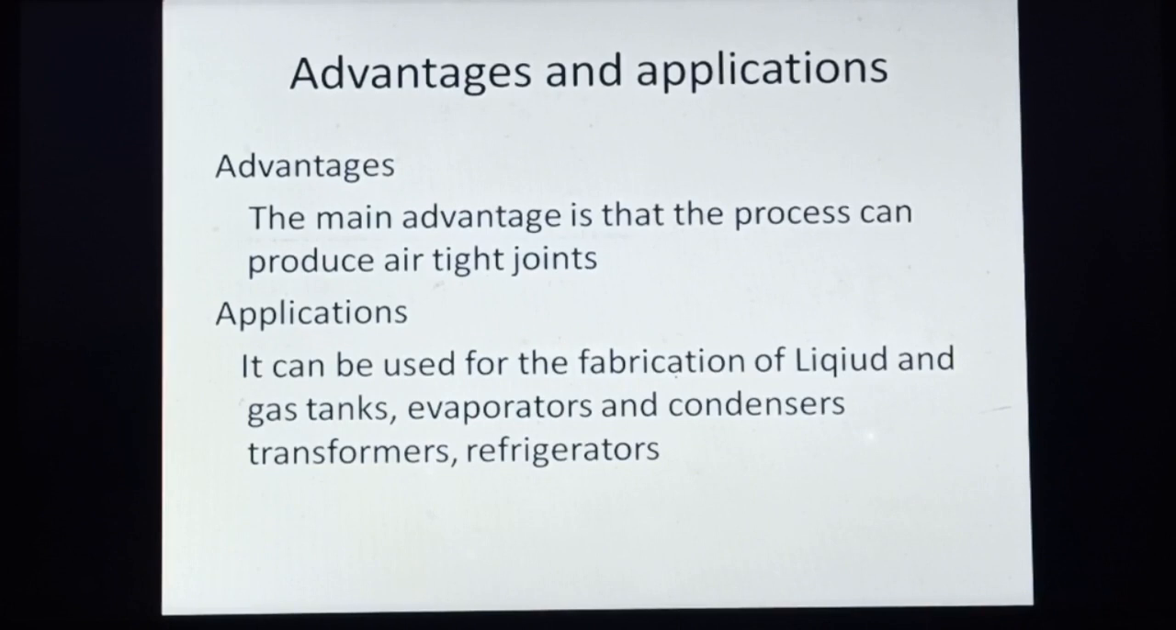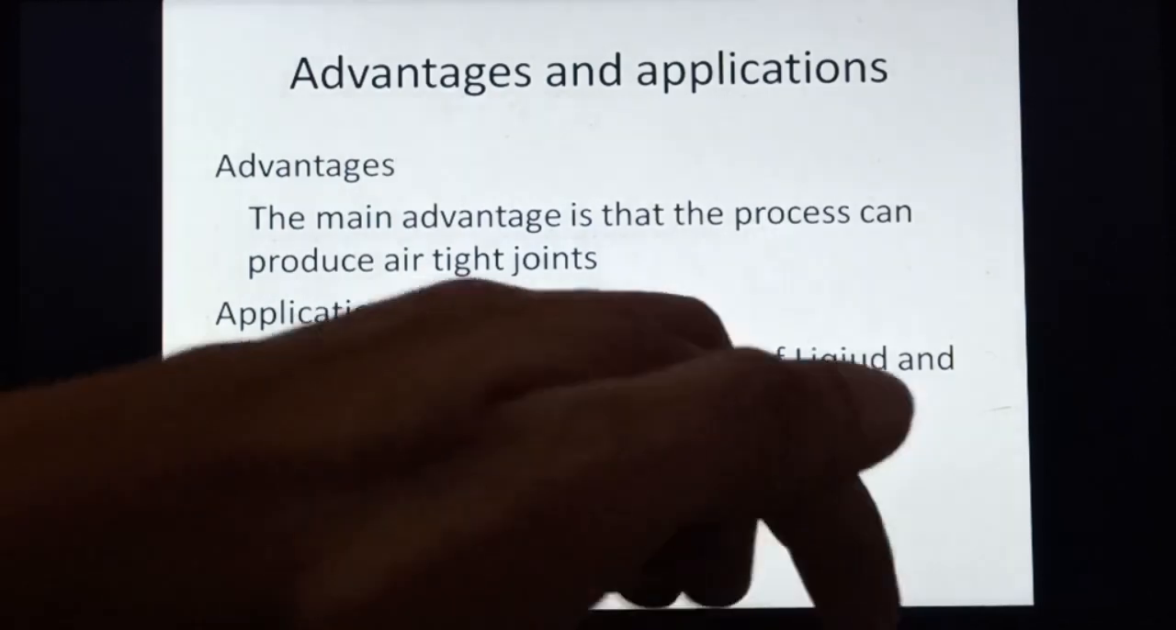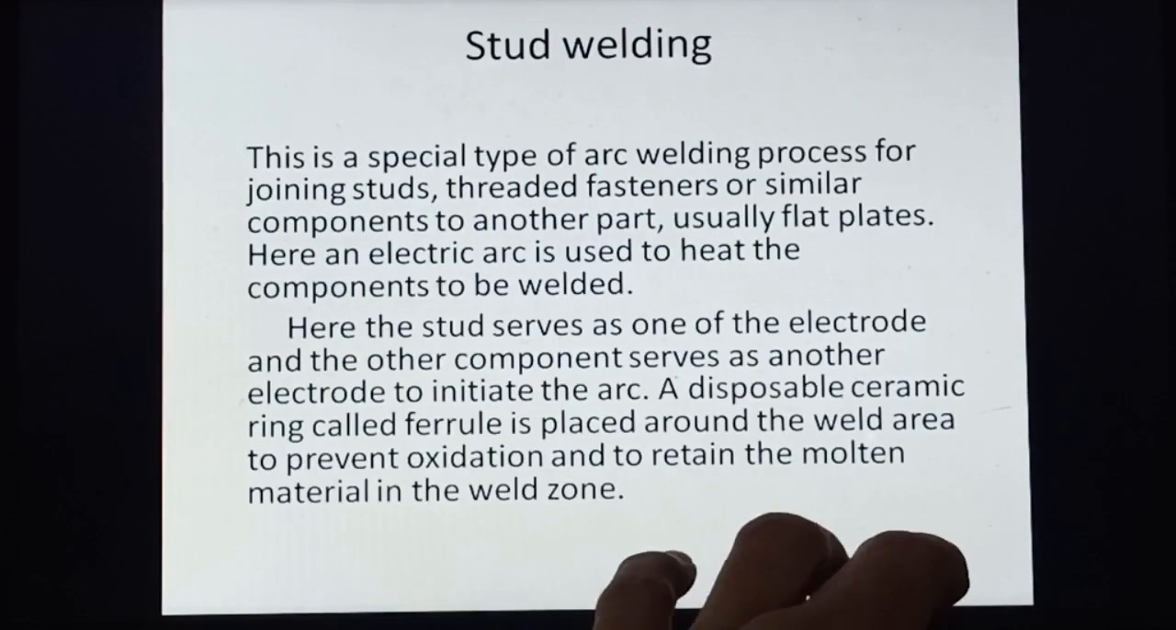Advantages and applications. The main advantage of seam welding is that the process can produce airtight joints. Applications: it can be used for the fabrication of liquid and gas tanks, evaporators and condensers, transformers, refrigerators, etc. These are the various applications of seam welding.